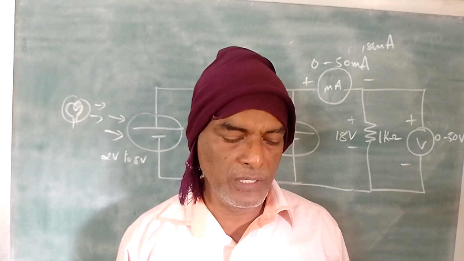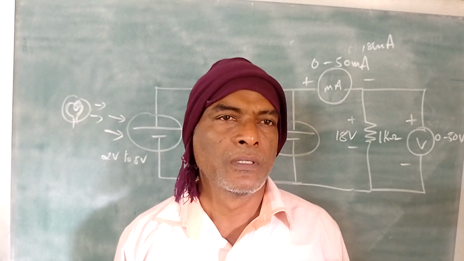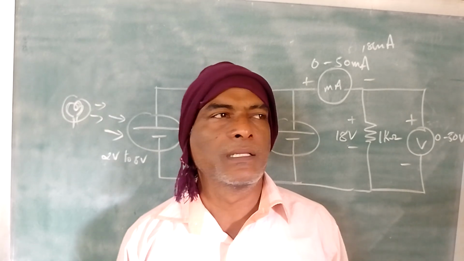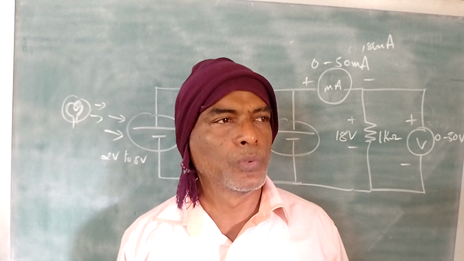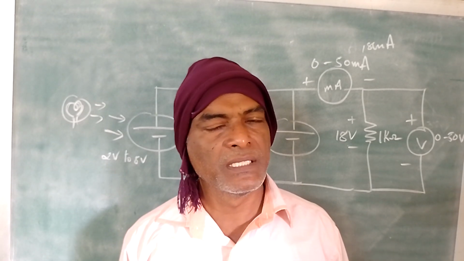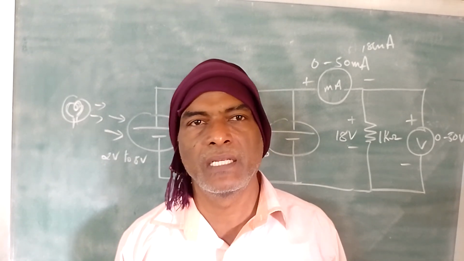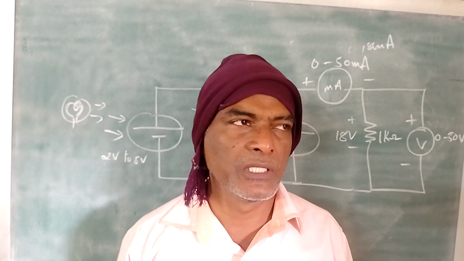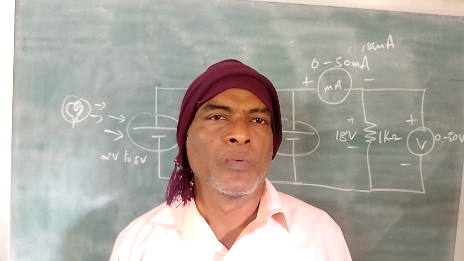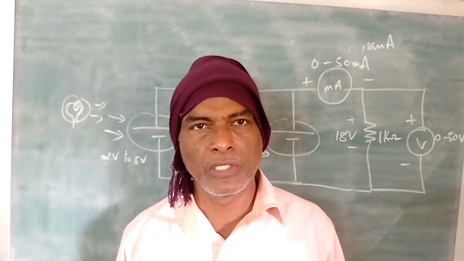Hope you have understood this topic on photovoltaic cell: how to connect the ammeters and voltmeters, how to design series combination, parallel combination, and series-parallel combination, what the uses are, and where the light has to fall in a PN junction diode.